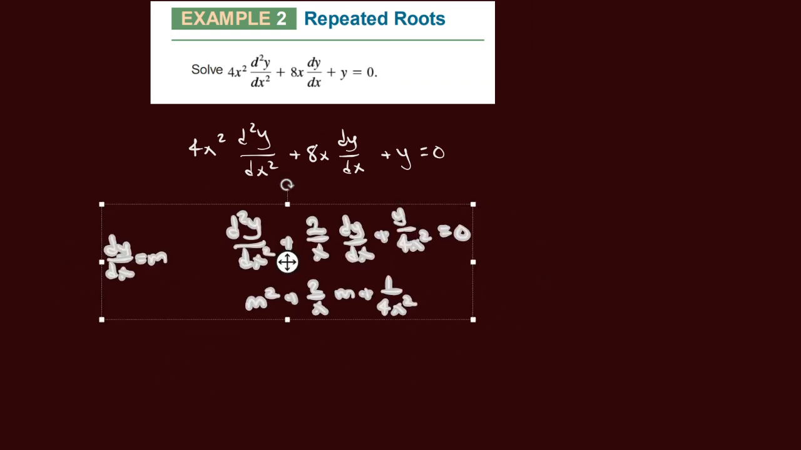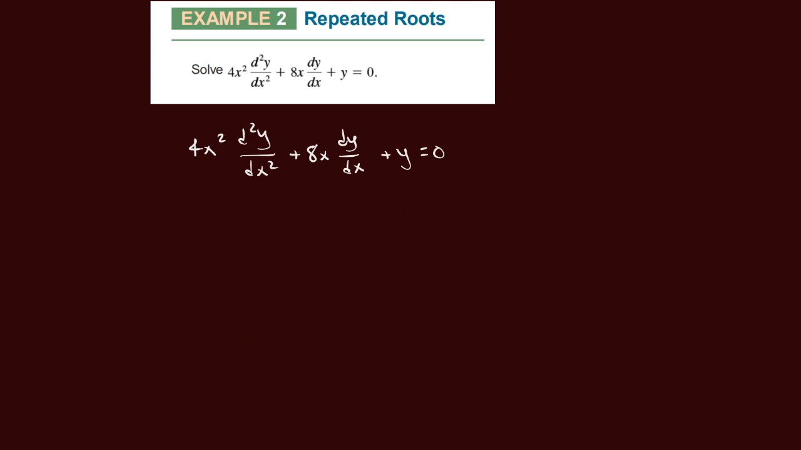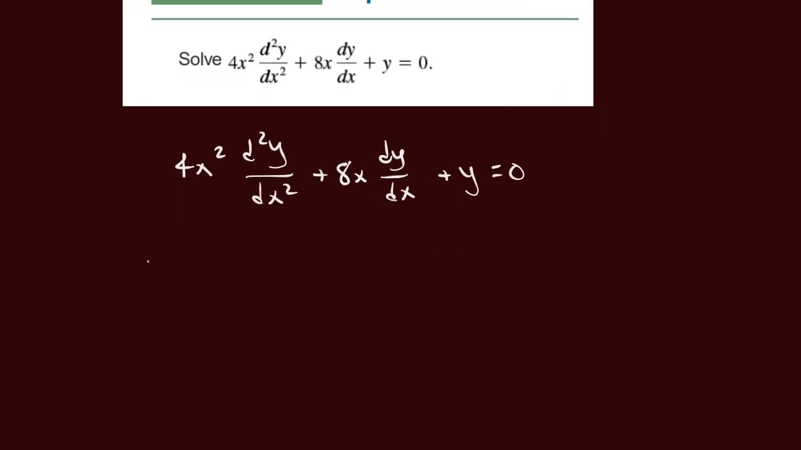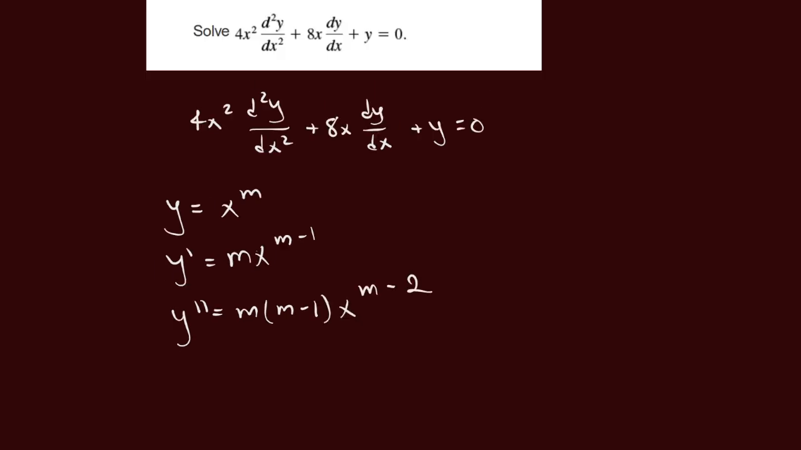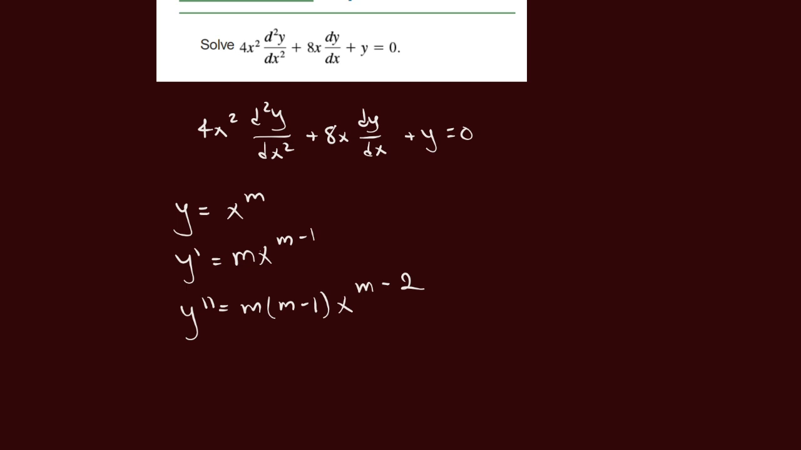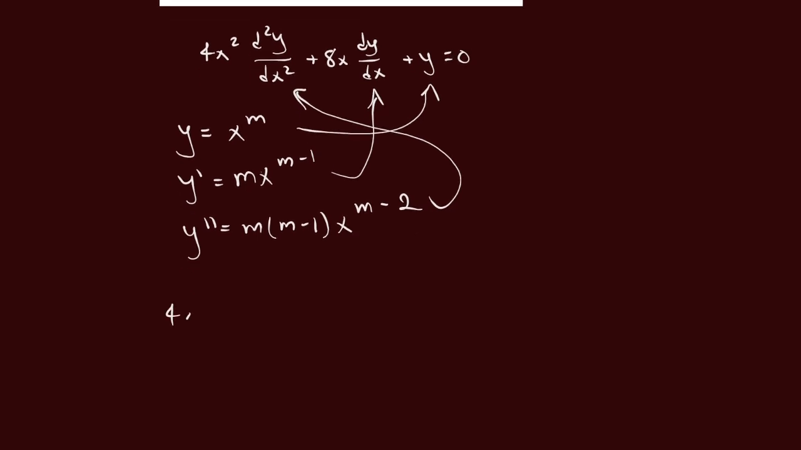So what we have to do is use Cauchy-Euler's equation, where we set y to be equal to x to the power of m. Let's get the first derivative, so it will be m x to the power of m minus 1, and then the second derivative, which will be m times m minus 1 times x to the power of m minus 2. This goes in here, this goes in here, and this goes in here. So we have the following.